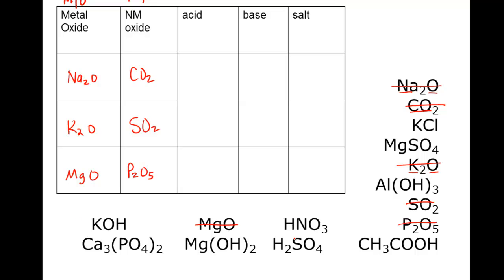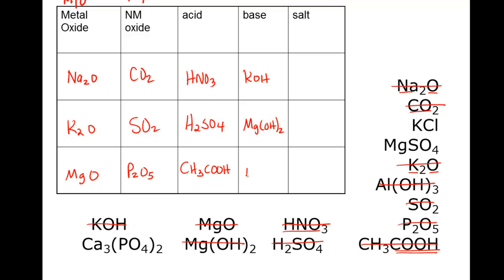Acids, I'm looking for things that start with hydrogen, so here's one, HNO3, and then H2SO4 right below it. And we should find one other one, and here the other one is with the COOH, CH3COOH. Bases should end with simply OH, so we have KOH, MgOH2, and we need to find one more, AlOH3.